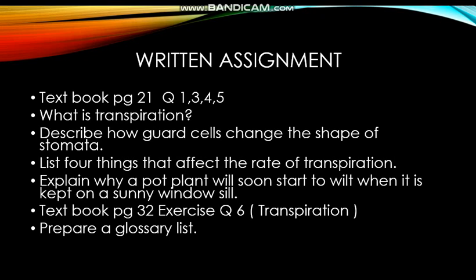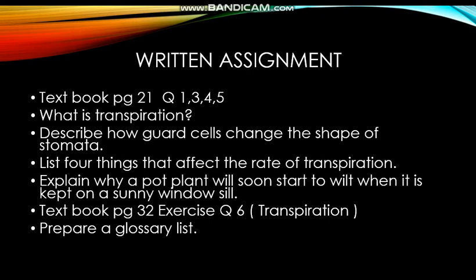What is transpiration? I told you. Then describe how guard cells change the shape of the stomata. You have to support this answer with the help of the diagram as shown in the slide. Then you have to list 4 things that affect the rate of transpiration, and the 4 things are temperature, humidity, wind and time of day. Then question number 5 is explain why a pot plant will soon start to wilt when it is kept on a sunny windowsill. Because on a sunny day what will happen? Temperature will be high, more water will evaporate, transpiration will be more and the plant will wilt.